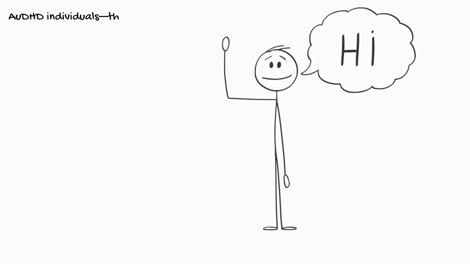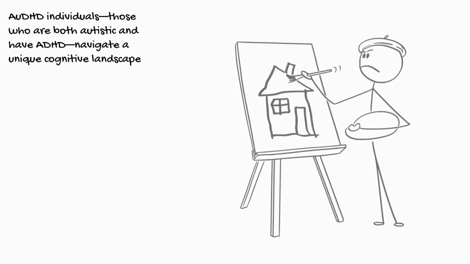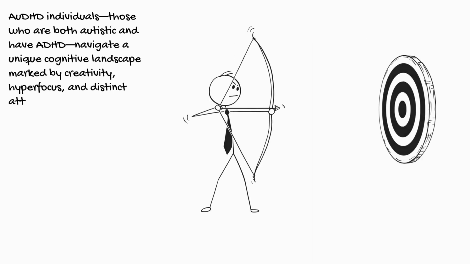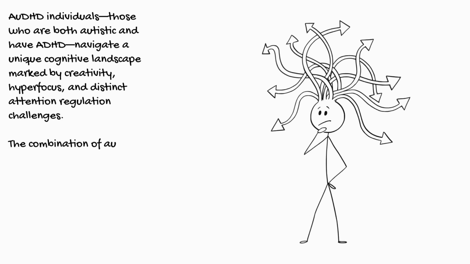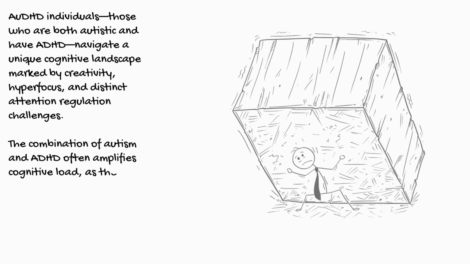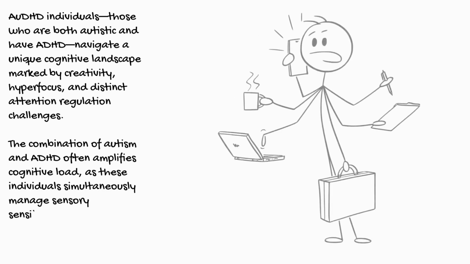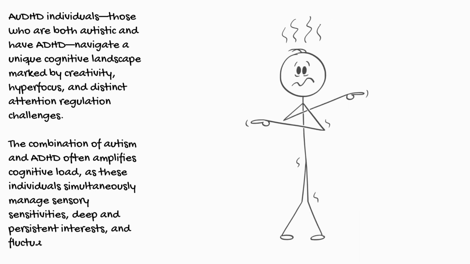AuDHD individuals, those who are both autistic and have ADHD, navigate a unique cognitive landscape marked by creativity, hyperfocus, and distinct attention regulation challenges. The combination of autism and ADHD often amplifies cognitive load, as these individuals simultaneously manage sensory sensitivities, deep and persistent interests, and fluctuating attention levels.